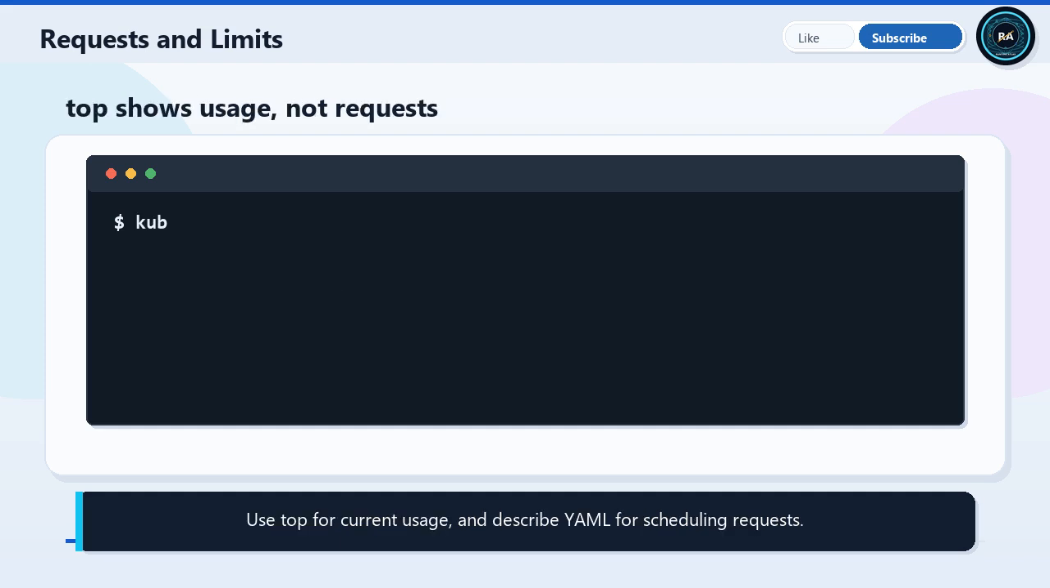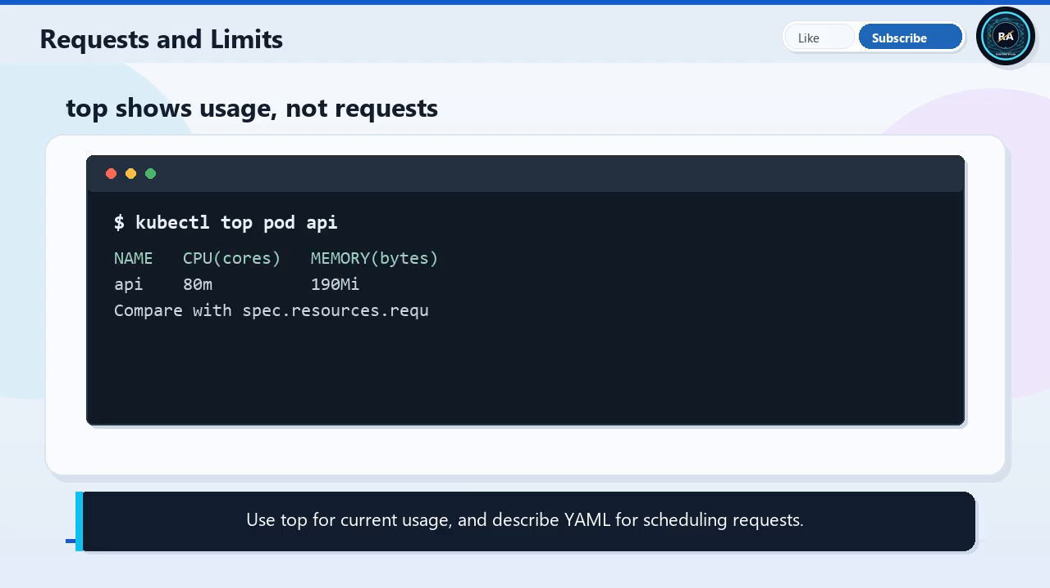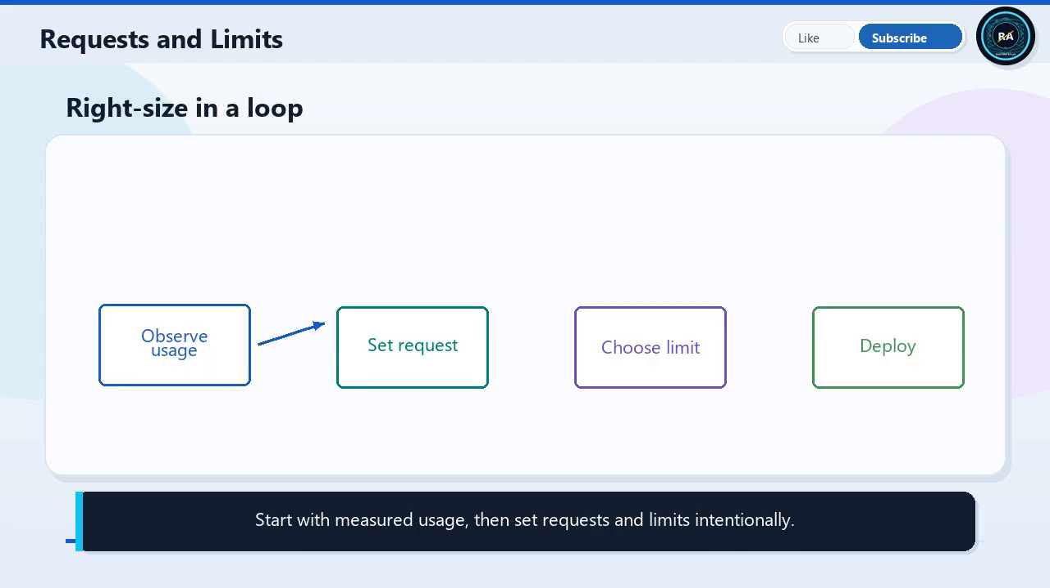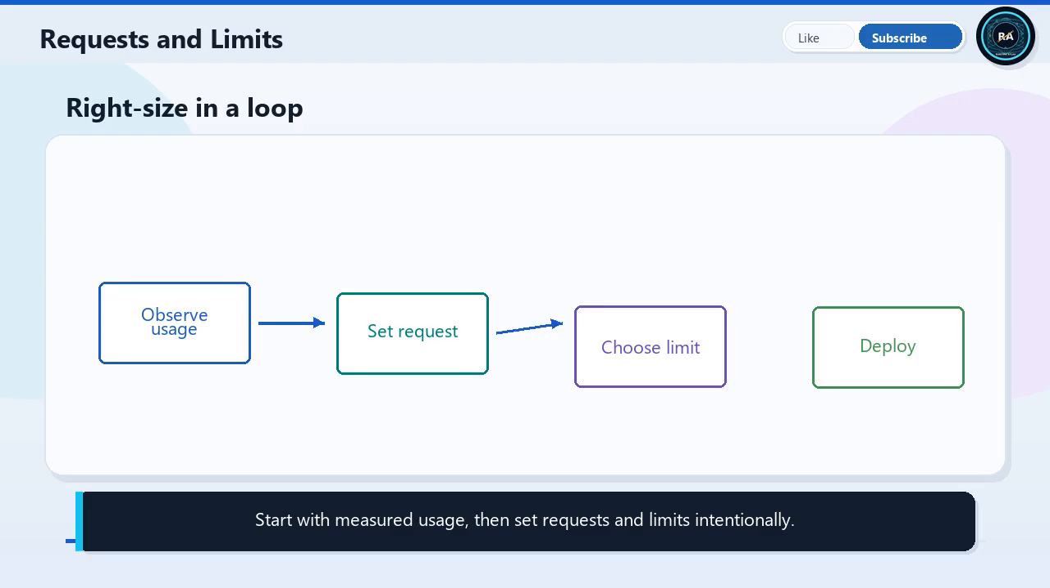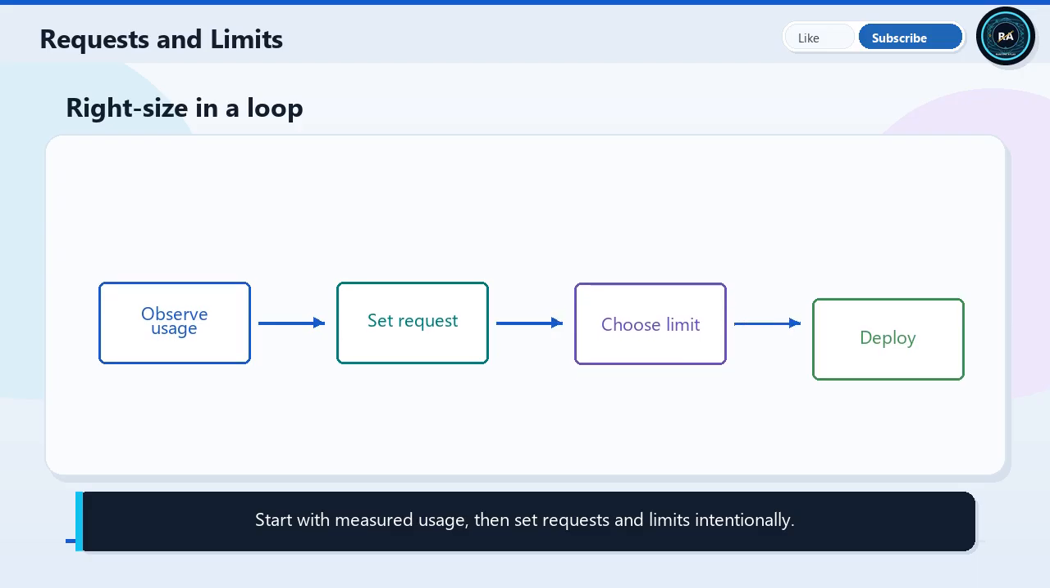A common debugging trap is comparing kubectl top directly with scheduling. Top shows current usage. The scheduler uses the requests from the pod spec. You often need both views to understand the full story. A practical workflow is to observe usage, choose a request that represents normal need, set a limit only when you want a real cap, deploy, and watch for pending, throttling, and OOM killed events.